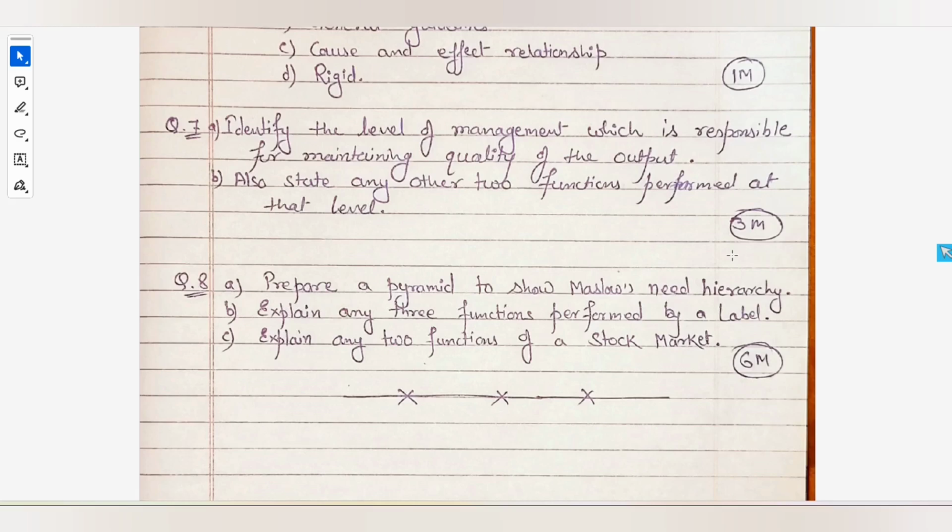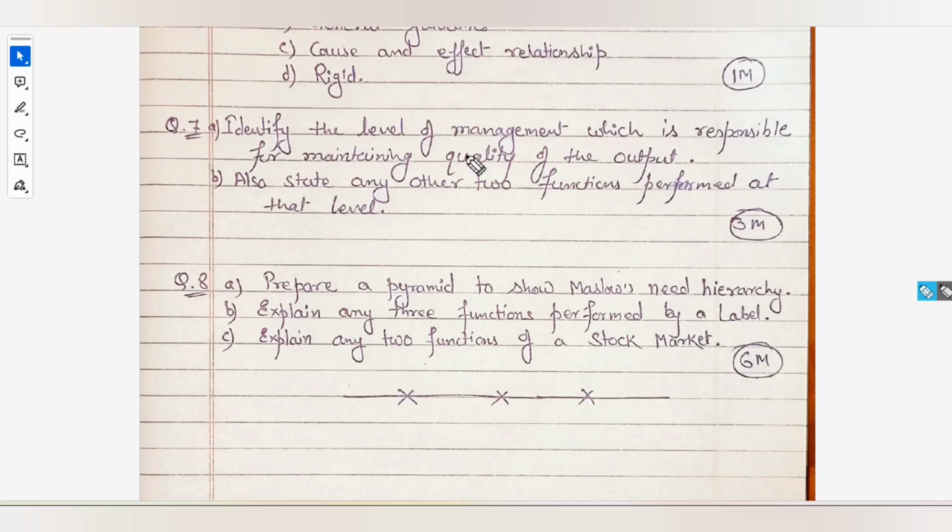We always find a question, at least from this particular topic, level of management, either of 6 marks, 3 marks, 4 marks and even for 1 mark also. So just try to go through all the various functions performed at every level so that you can easily identify the indirect or case study questions, answer them, and easily score the marks.